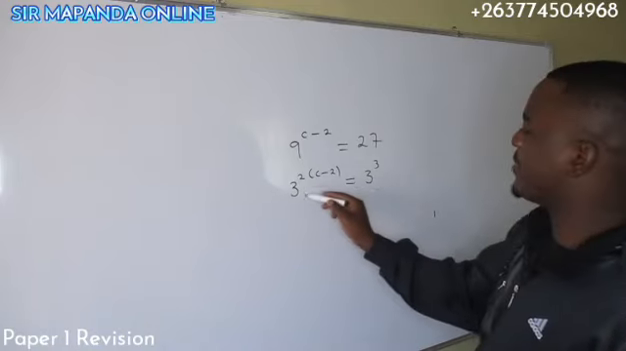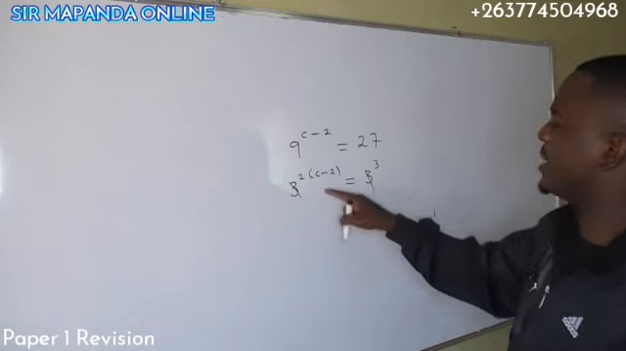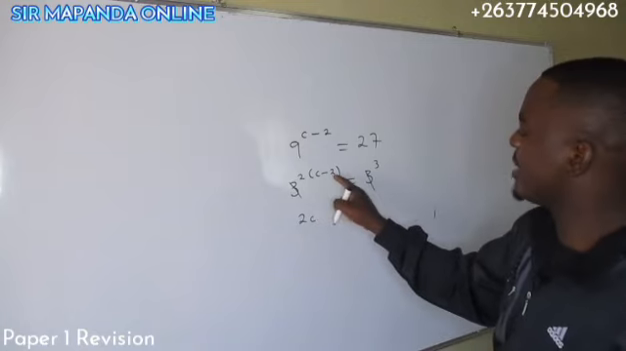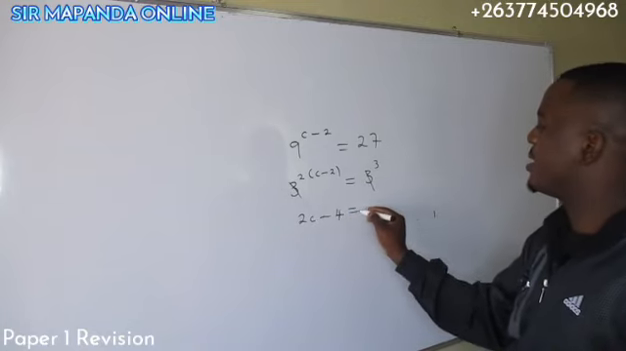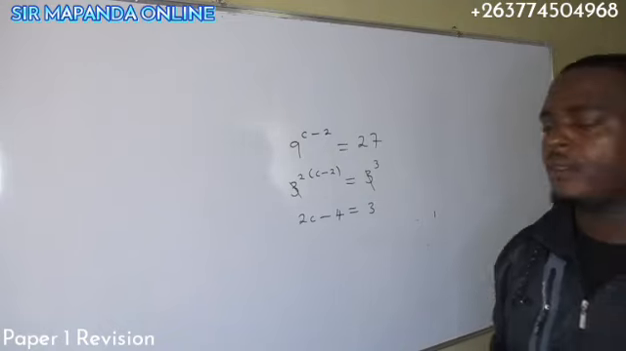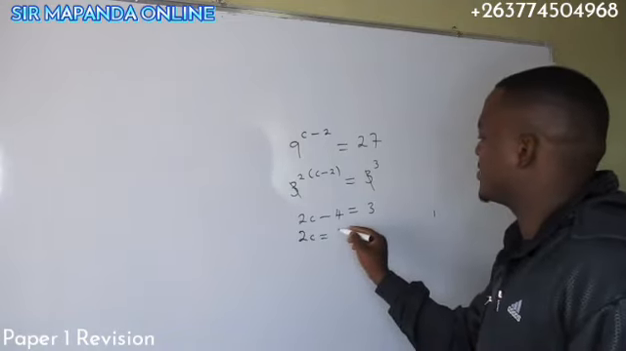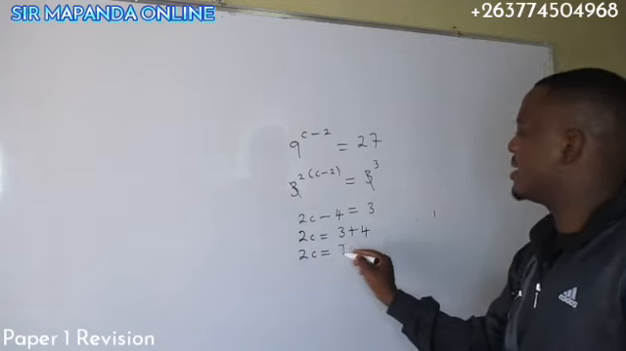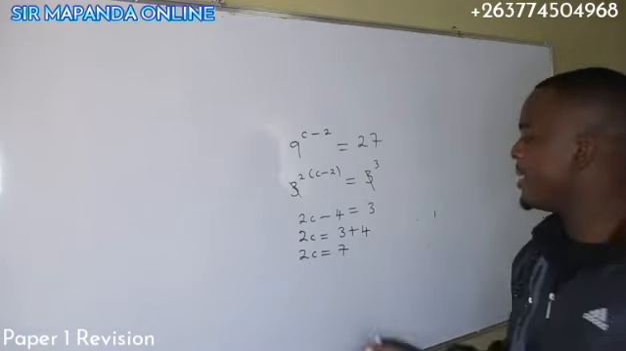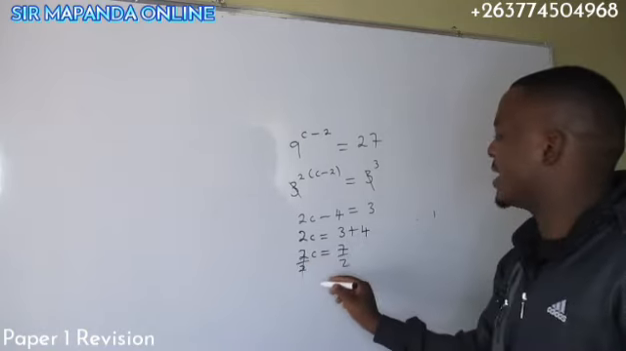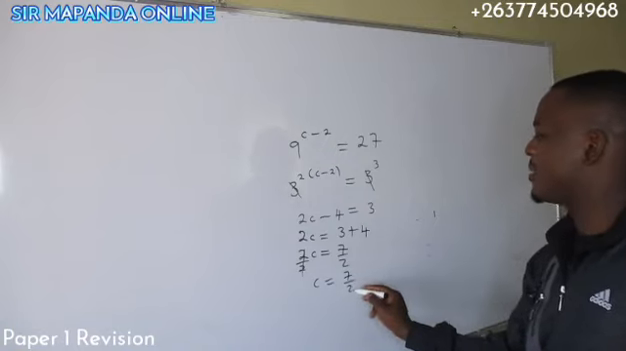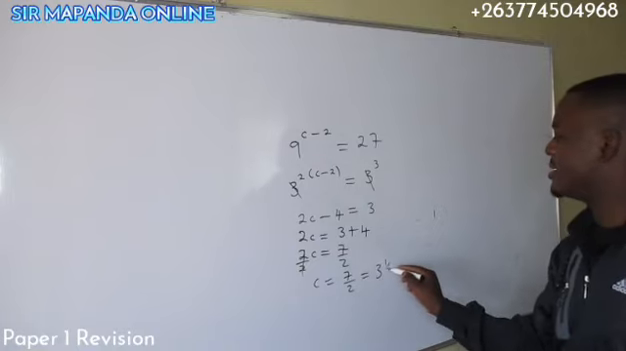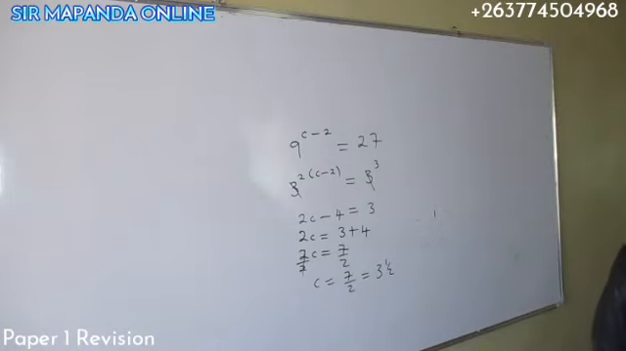Now that you have same base both sides, you can now ignore the bases and concentrate on the powers. So you are saying 2 times c, you get 2c. 2 times minus 2, you get minus 4. Is equals to 3. Then move minus 4 to the right side, you get 3 plus 4, which gives you 2c is equals to 7. Divide both sides by 2. What do you get? c is equals to 7 over 2, which can be written as 3.5. I hope you are following.